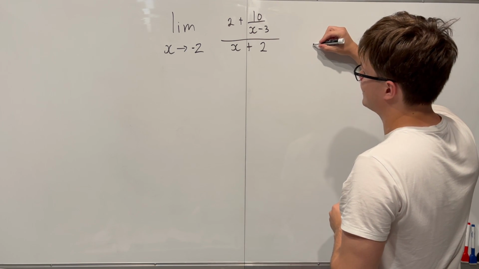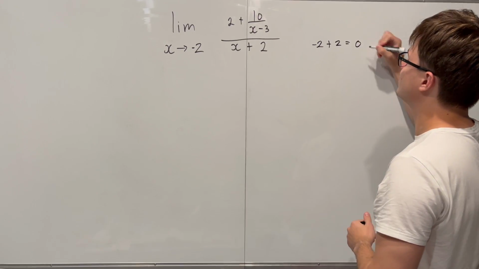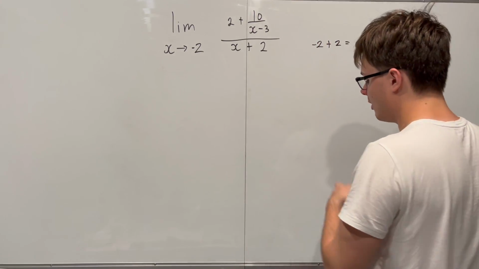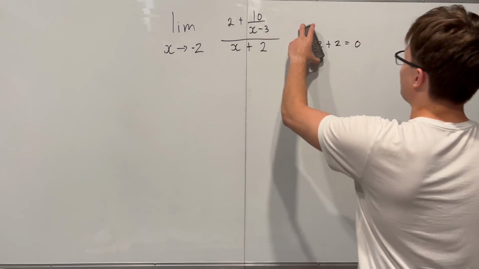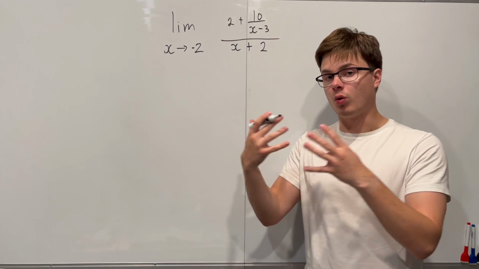When we plug in x is equal to -2, the denominator becomes -2 plus 2, which is equal to 0, which means that we end up dividing by 0, which you cannot do in math. So direct substitution won't work immediately for this problem. So the next thing you should try is going to be to factor or reduce.